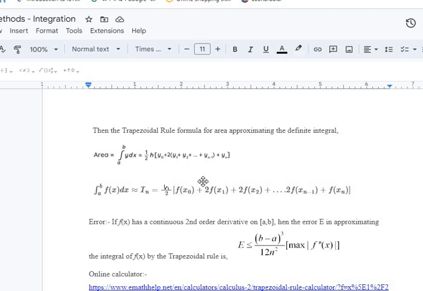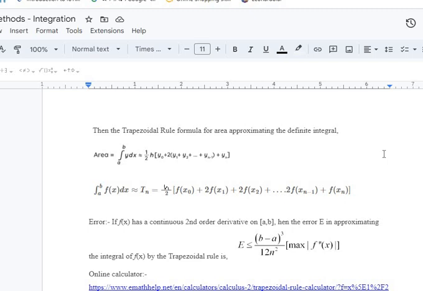Now this is the form. What you have is the integration from a to b of the function, which is h by 2 times y0 plus 2 times (y1, y2, y3 up to yn minus 1) plus yn. All the middle terms are multiplied by 2 because they are repeating 2 times, but y0 and yn appear once. This is the simplest form, and one can easily calculate the integration by using the trapezoid.